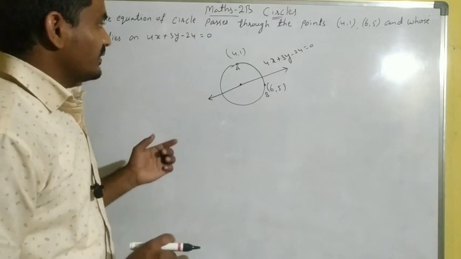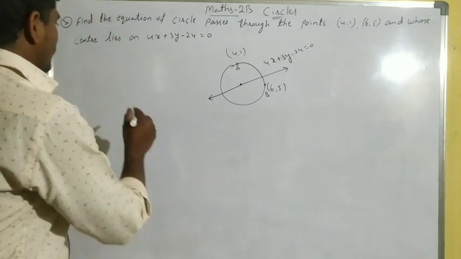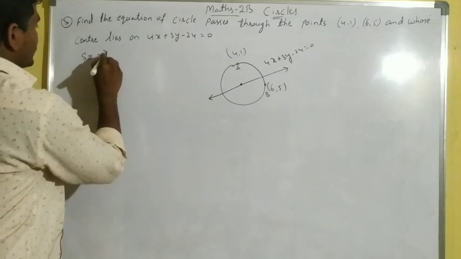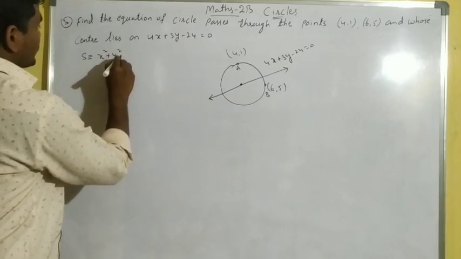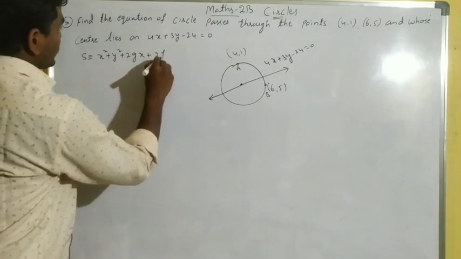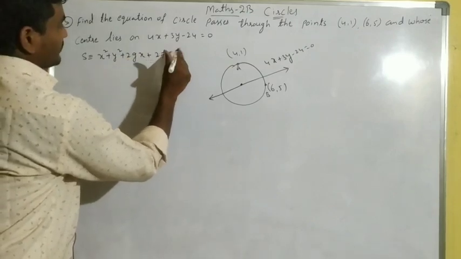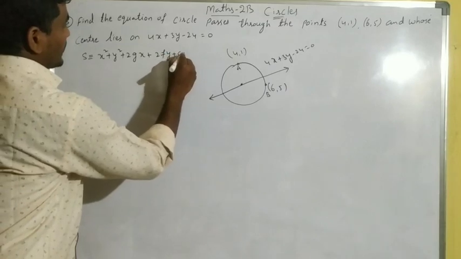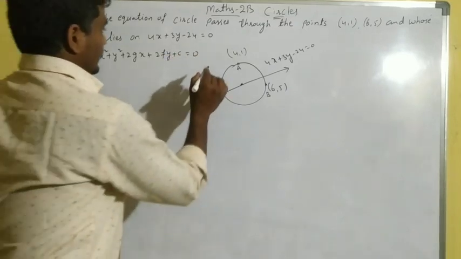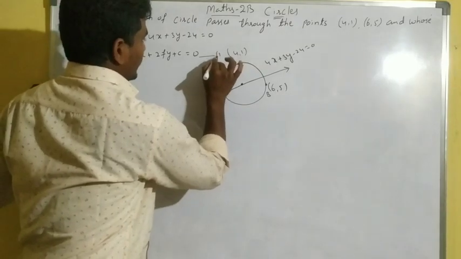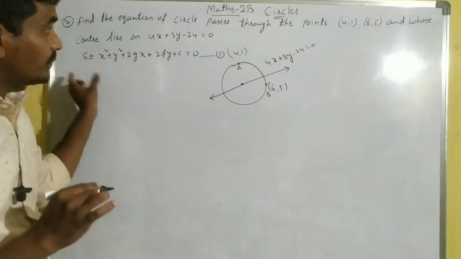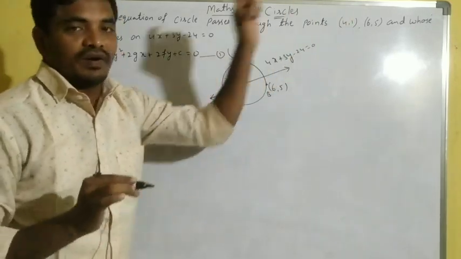Okay, let me take the circle equation as S equals x square plus y square plus 2gx plus 2fy plus c equals 0. So this is the equation of the circle. Let me take this as equation number 1, and this circle equation is passing through the point (4, 1).